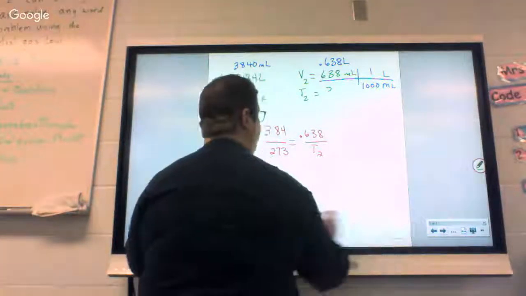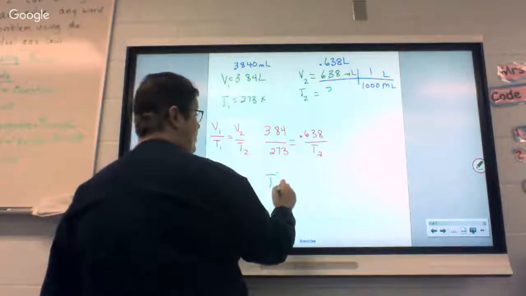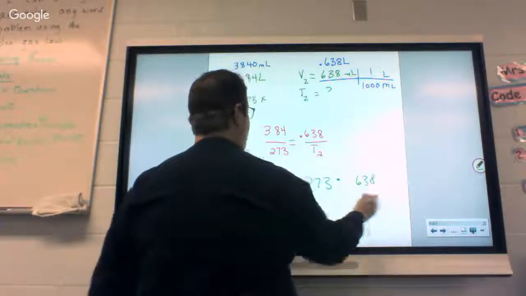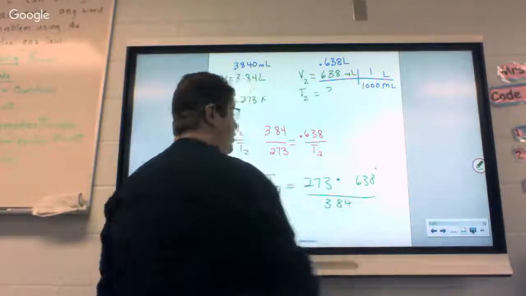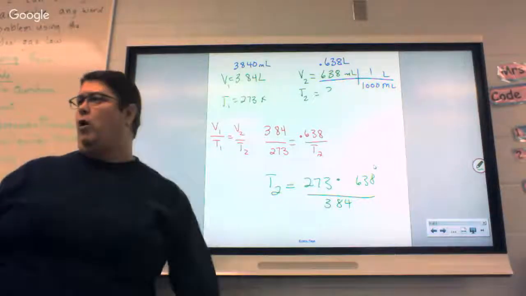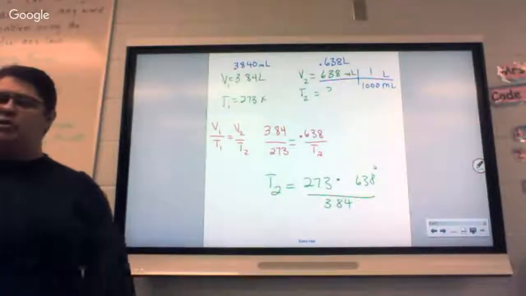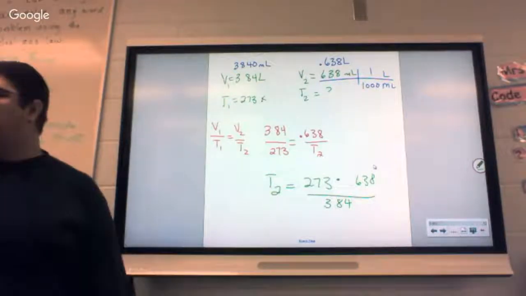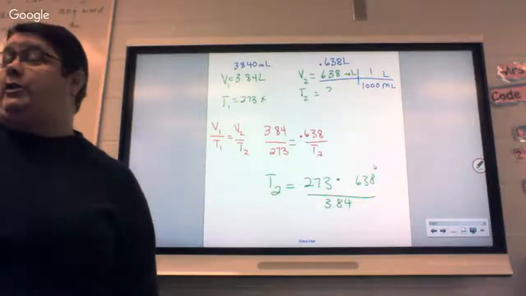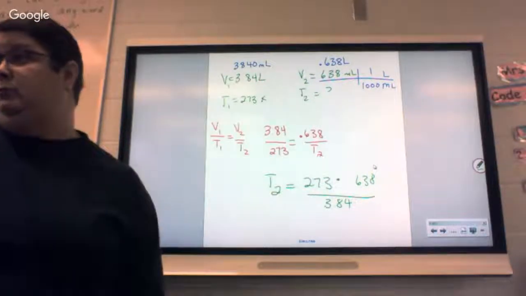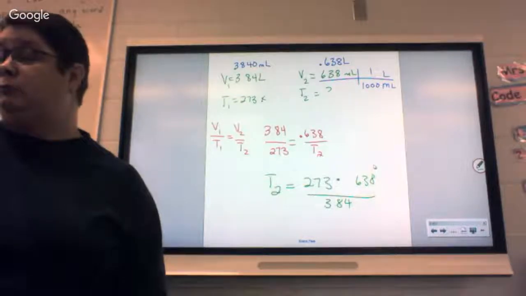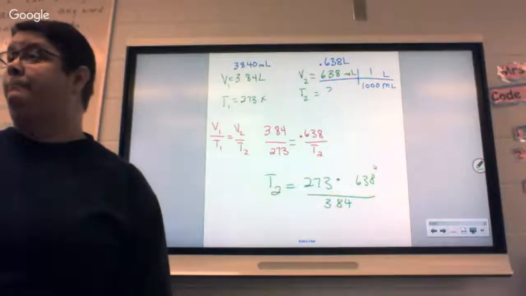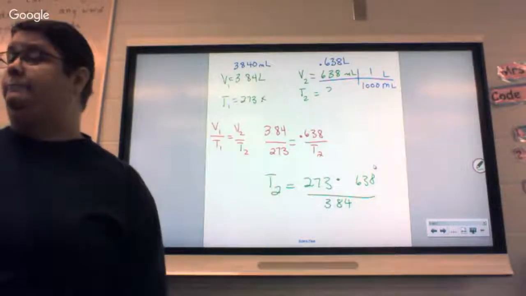But if you've gone to the trouble to show me that you had P2 equals 273 times 0.638 divided by 3.84, which is the right math, but the answer is wrong, you know your algebra, you just had a calculator glitch. Okay? That's different than working it wrong. You get your blue sheet. Everything's on there. Yeah. PA. Exactly.